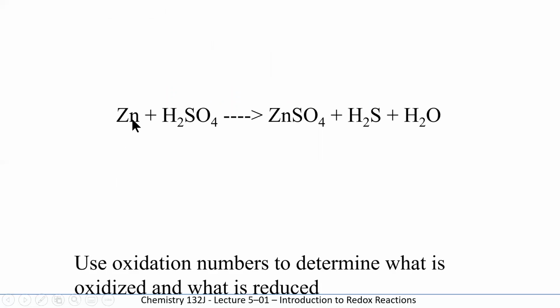Another example, zinc by itself is a 0. Now we'll look for the hydrogens and oxygens. Hydrogens are +1, oxygens are -2.